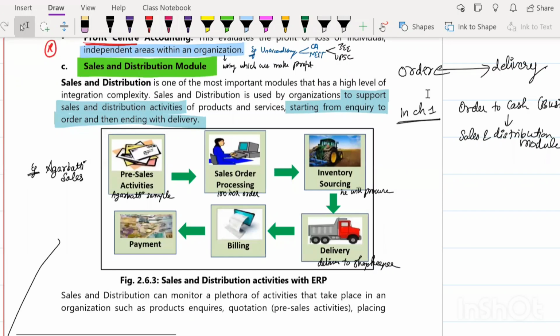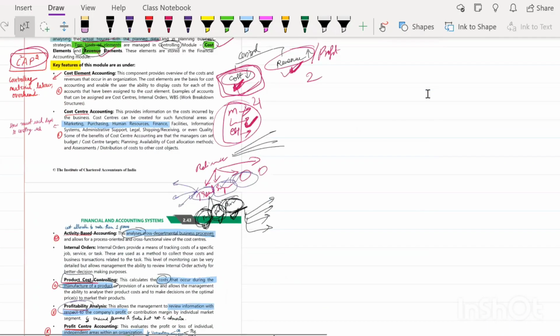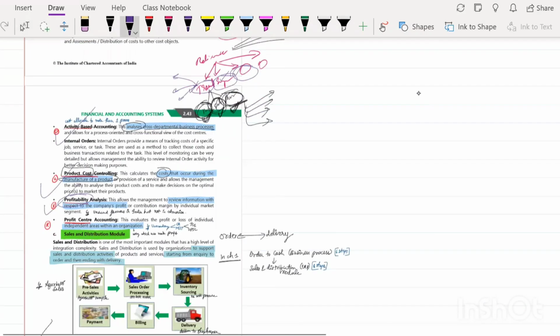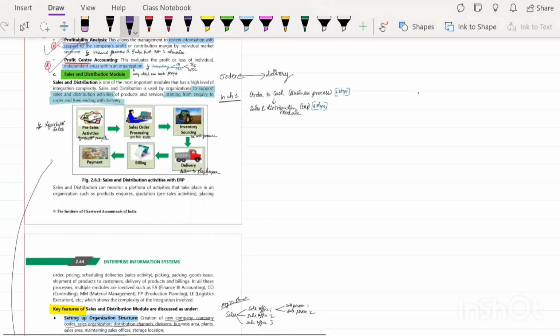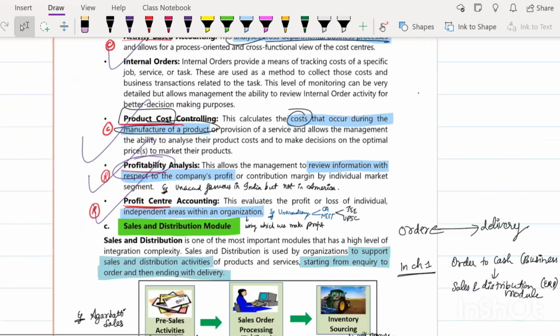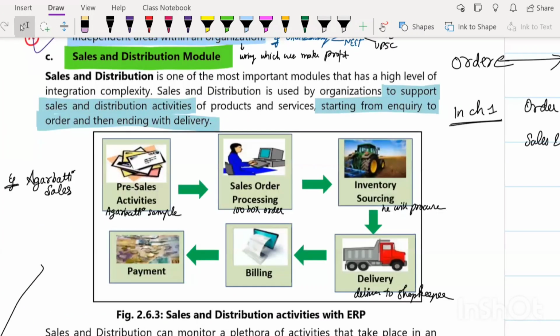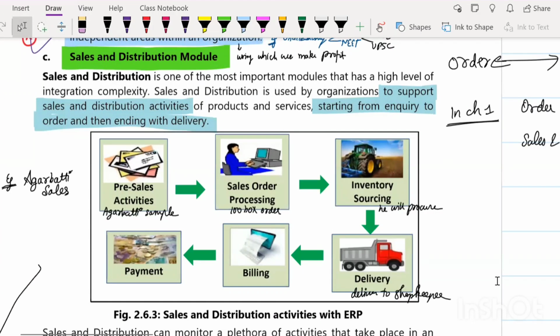So we have until now studied two. Wait, I'll just open up the mnemonic. So here it is C square, no? So C, then you have A. A is your activity-based costing, then PQ, product cost, profitability, profit center. That is your mnemonic. So until now we have studied two modules. One is the financial accounting module, and the second one is the cost controlling module.